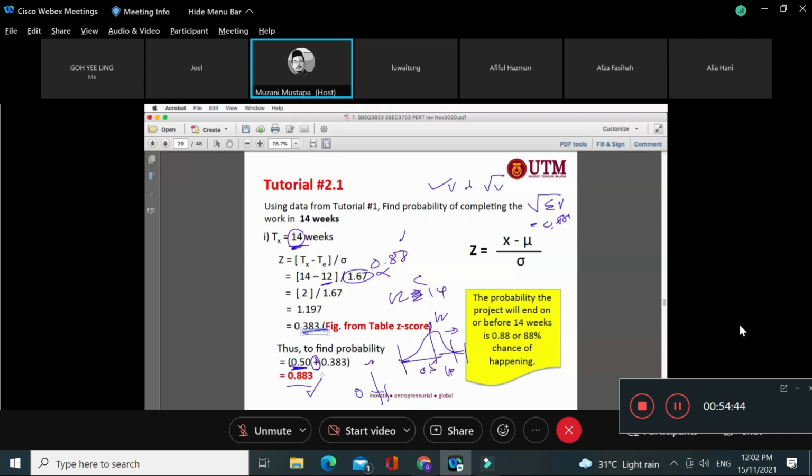So near 1, close to 1, so what does it mean? There is a chance of happening, which is 88%, that the particular project can be completed in 14 weeks. Okay, can you follow?